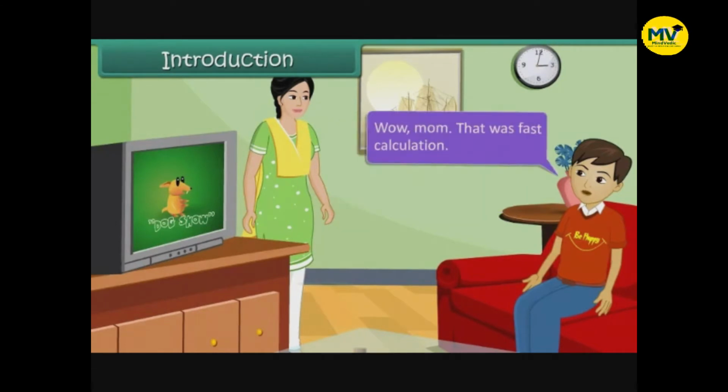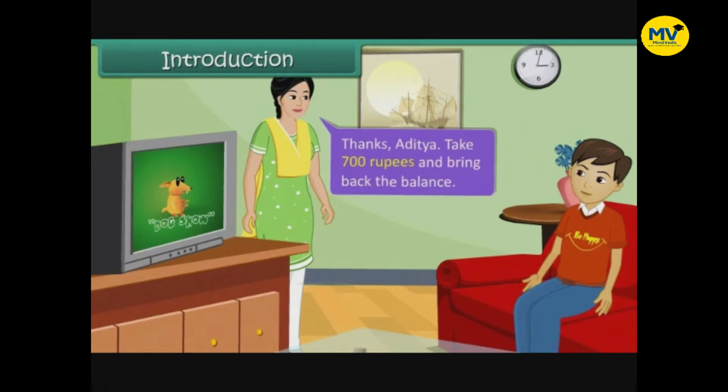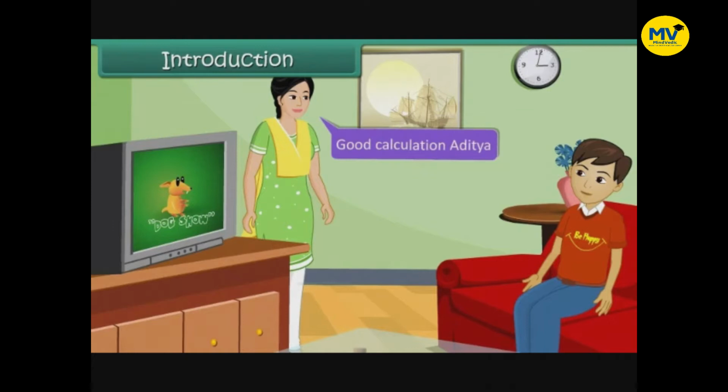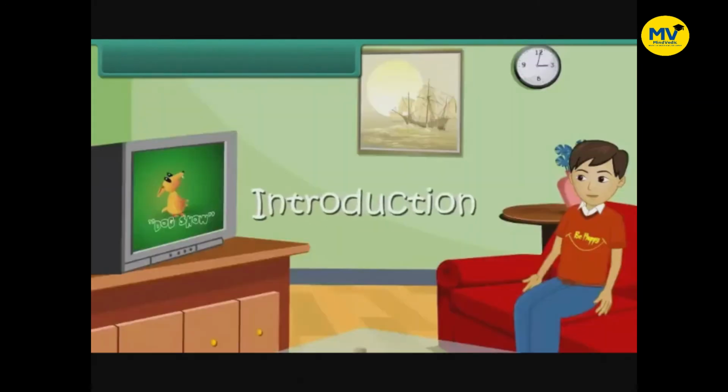Wow, Mom. That was fast calculation. Thanks, Aditya. Take 700 rupees and bring back the balance, okay? Yeah, I know. The grocer will return 75 rupees. Good calculation, Aditya. In this lesson, you will learn about money.